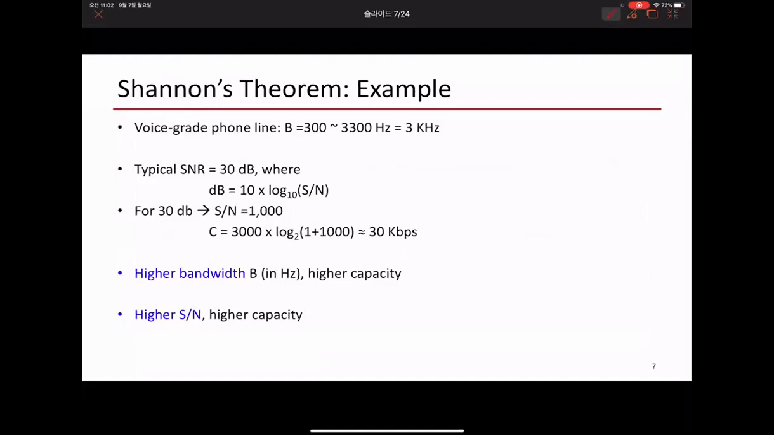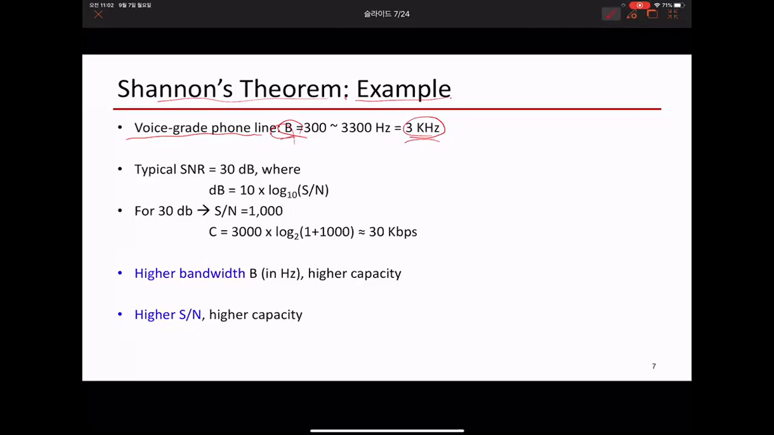So let's do a simple practice, an example of Shannon's theorem. Voice grade phone is 3 kilohertz. Voice grade phone is what we were using previously, and I think most of the phone system has been converted to digital media. We connect a LAN cable rather than a phone line. A long time ago, we used copper wire to communicate, and that copper wire can cover about 3 kilohertz.